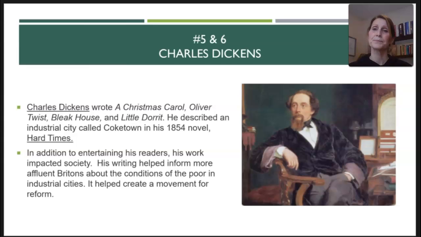Charles Dickens. This covers questions number 5 and 6. Charles Dickens wrote A Christmas Carol, Oliver Twist, Bleak House, and Little Dorrit. He described an industrial city called Coketown in his 1854 novel Hard Times. In addition to entertaining his readers, his work impacted society. His writing helped inform more affluent Britons about the conditions of the poor in the industrial cities. It helped create a movement for reform.